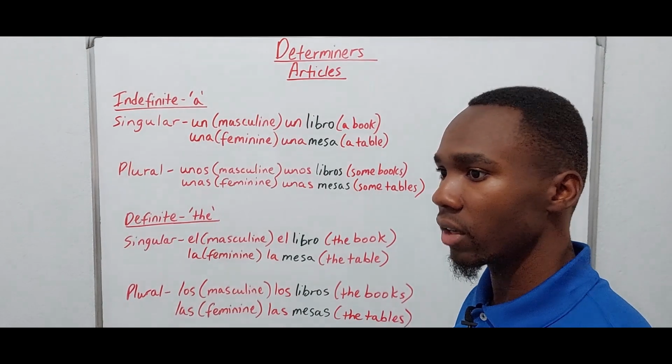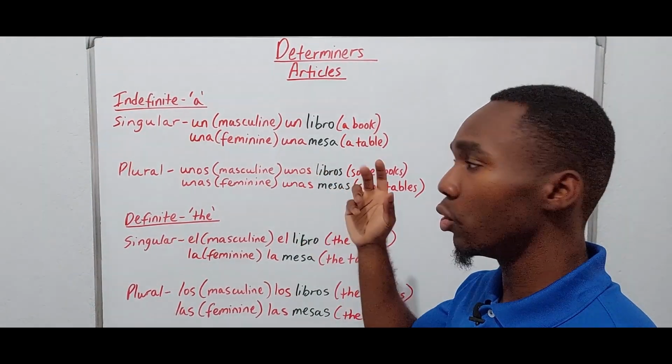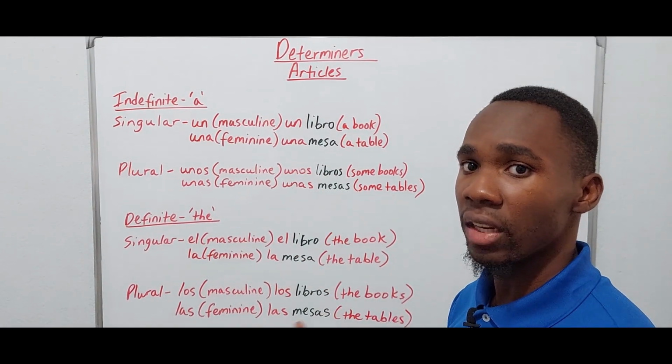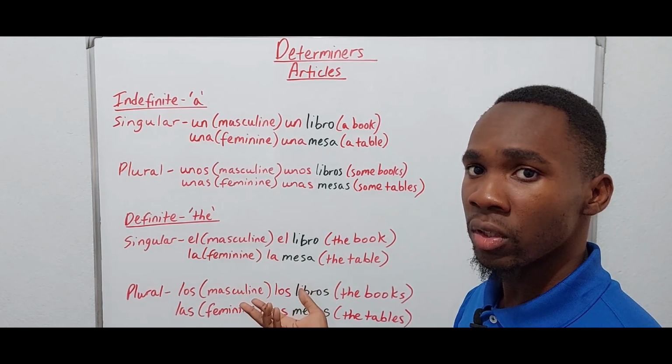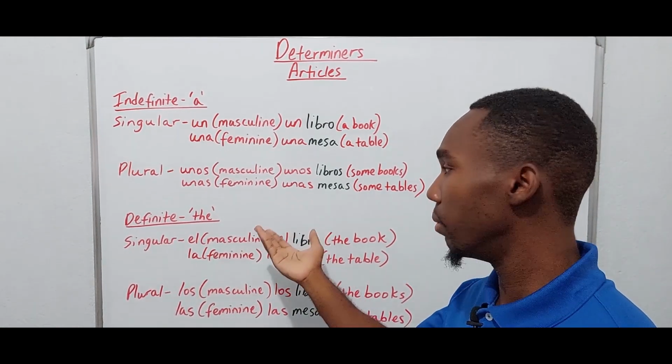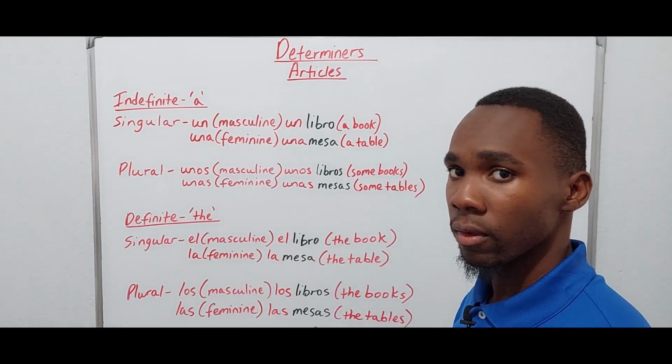So the indefinite article a in Spanish is either going to be un or una, depending on the gender of the noun, okay? And to make them plural, the masculine form would be unos and the feminine form would be unas, right?